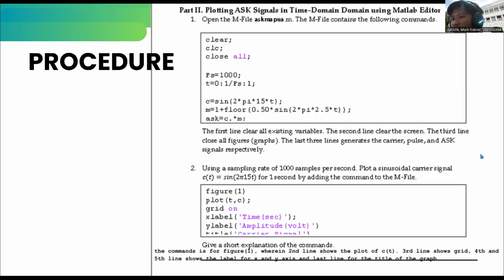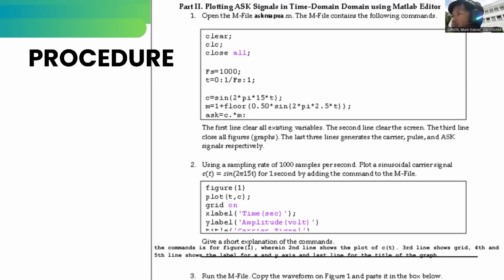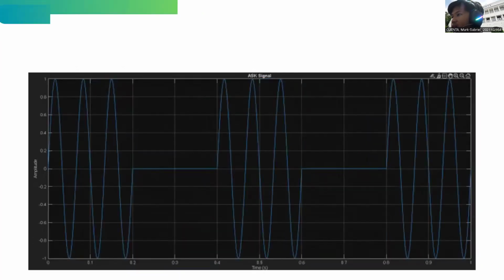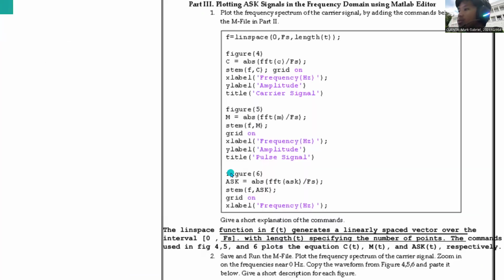Next is another procedure. This continues the procedure for ASK generation and demodulation. Additional blocks and parameters are adjusted in order to recover the original message signal from the modulated waveform. These are the codes needed for this experiment. This is the carrier signal output, pulse signal output, and the ASK signal output.